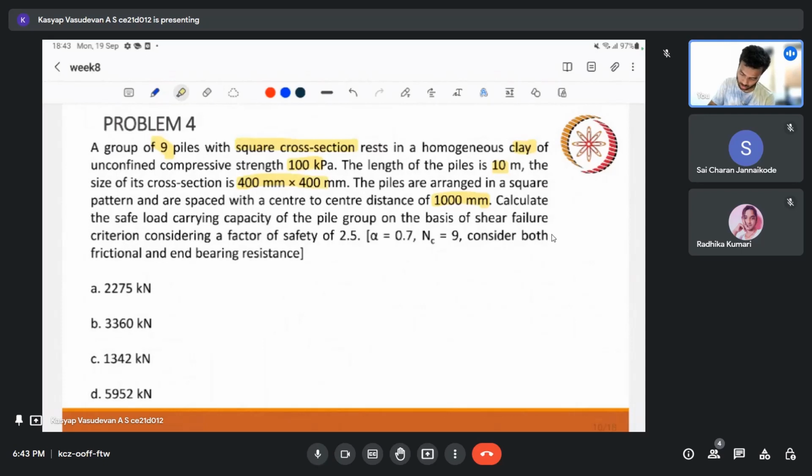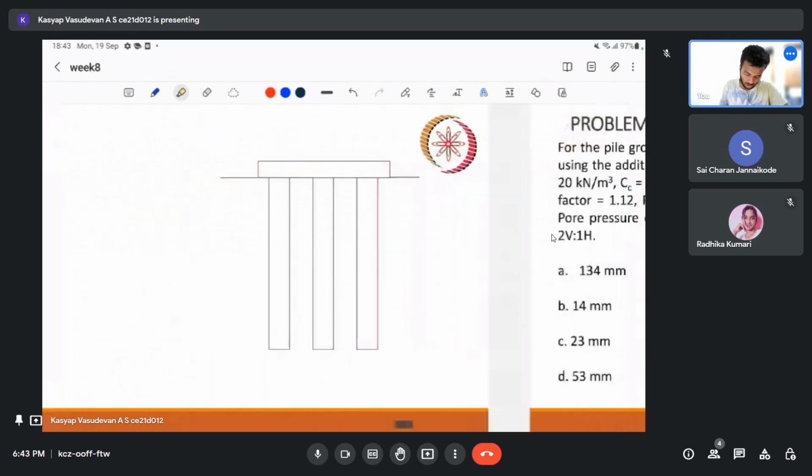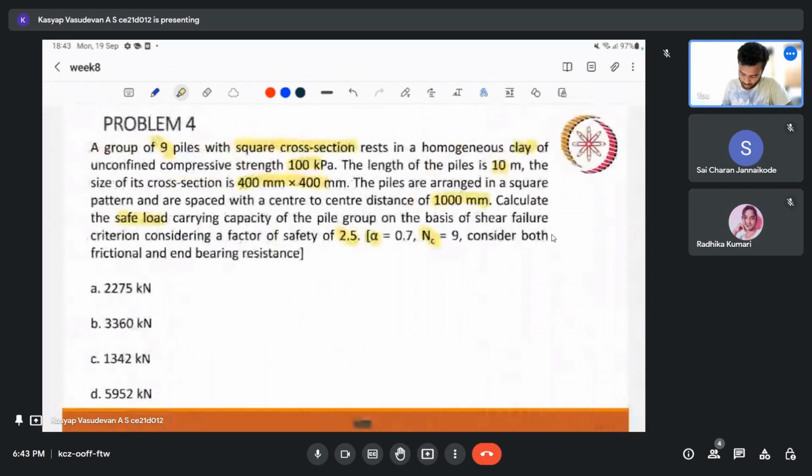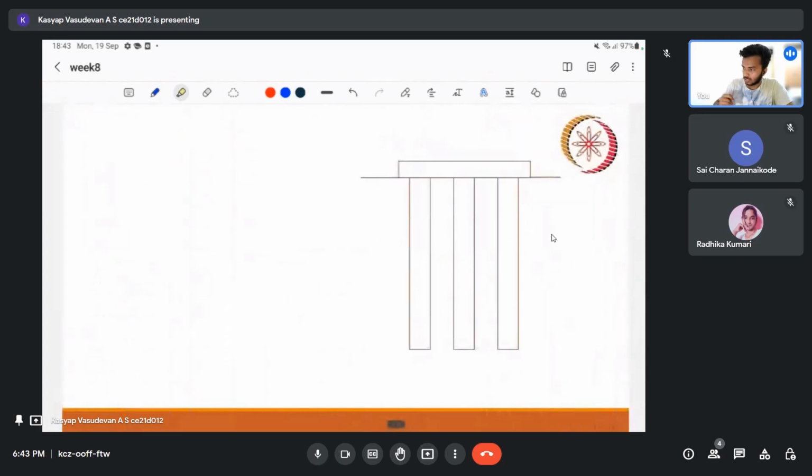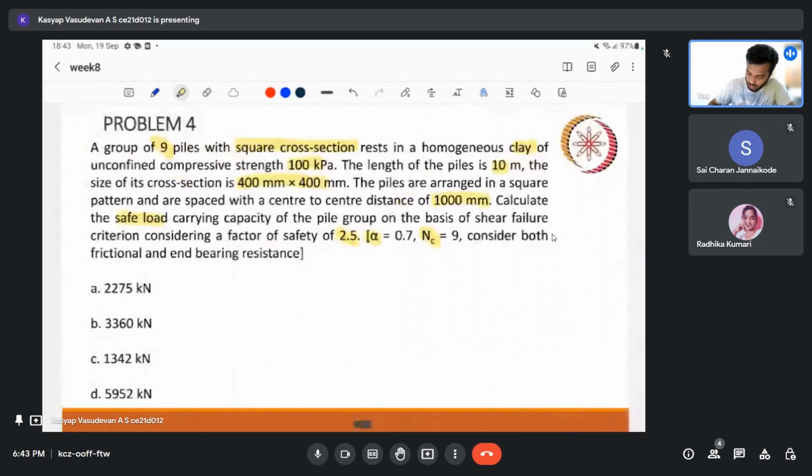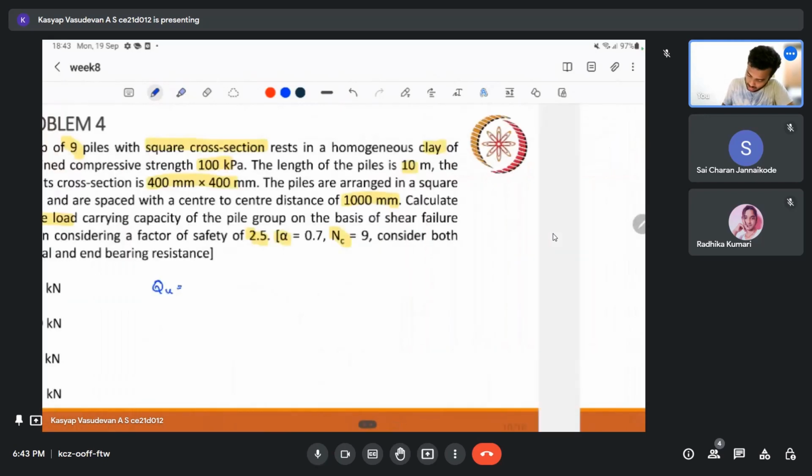Calculate the safe bearing capacity of the pile. We have alpha, NC, and factor of safety given. Both frictional and end bearing we have to consider. It's quite straightforward here, because for our group we have to take the block. So let us first write this.